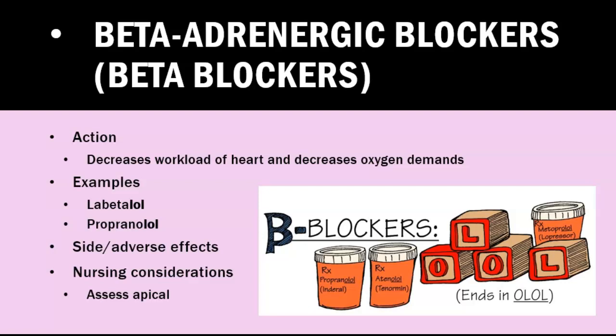For chest pain, the beta blockers work as an antianginal. They decrease the workload of the heart, which decreases oxygen demand. So if the heart doesn't need as much oxygen, or if it has a good supply of oxygen, that's going to decrease that chest pain.